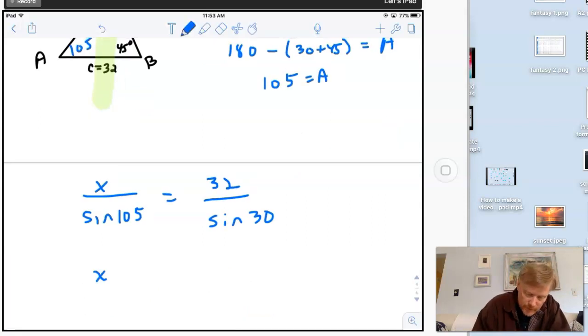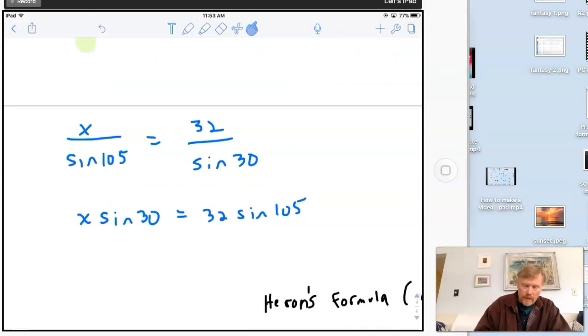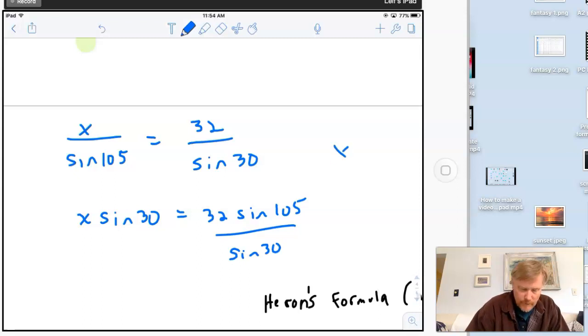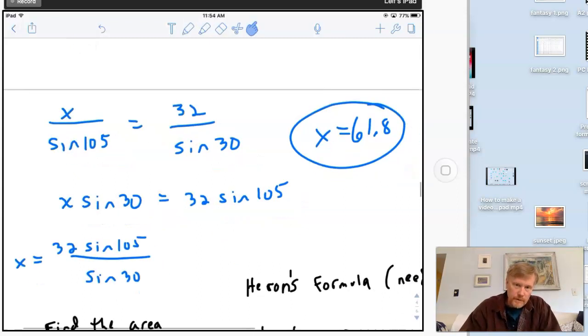Okay, so I got x times the sine of 30 equals 32 times the sine of 105. Notice how I don't multiply that 105 and 32 together. Okay. All right, and if you solve this out, you will find out that x is 61.8. 61.8 for x there. Okay, and that's it.